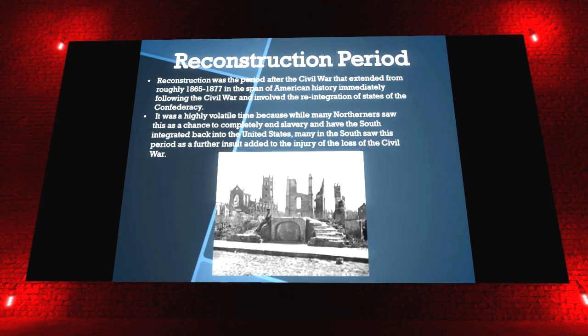Reconstruction was a period after the Civil War that extended from roughly 1865 through 1877, and involved the reintegration of states of the Confederacy. It was a highly volatile time because while many Northerners saw this as a chance to completely end slavery and have the South integrated back with the United States, many in the South saw this period as a further insult added to the injury of the loss of the Civil War. And that, children, is how the Civil War started.